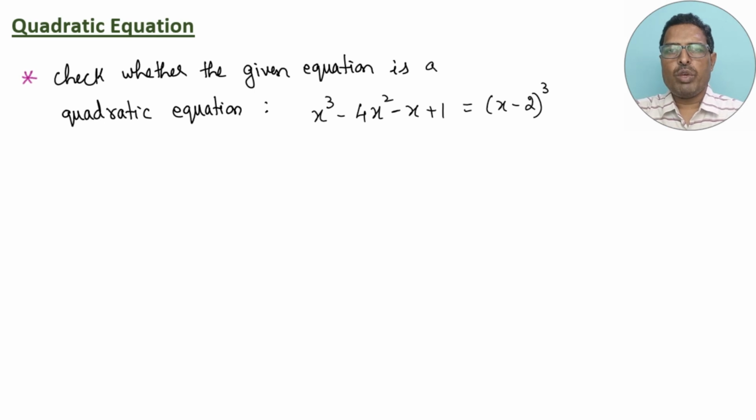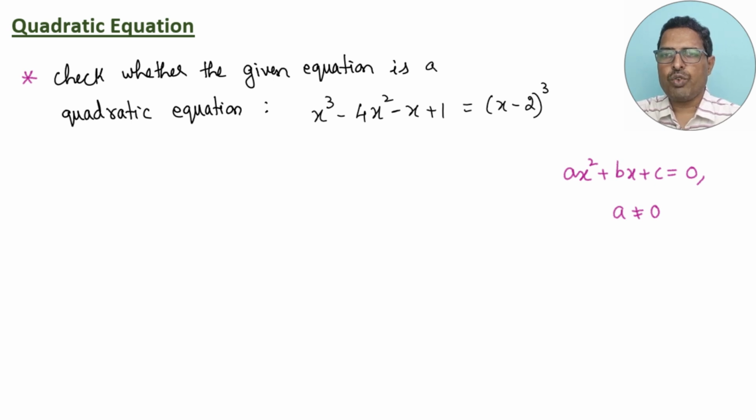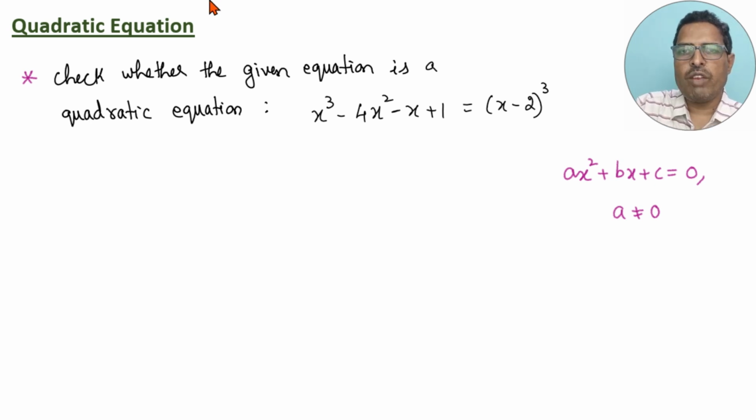The question is, check whether the given equation is a quadratic equation or not. For this given equation to be a quadratic equation, we need to express it in the form of ax square plus bx plus c is equals to 0, provided that the value of a is not equals to 0. If you can express this given equation in this form, then I can say that this given equation is a quadratic equation.